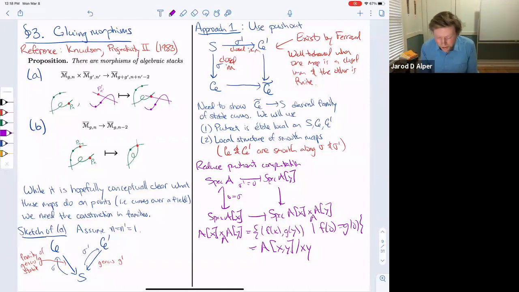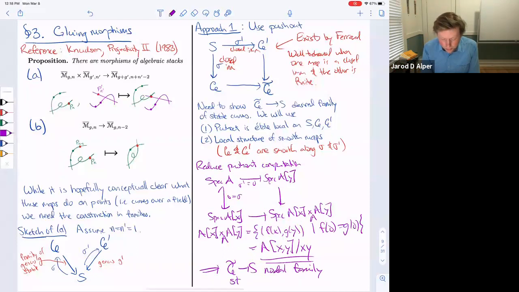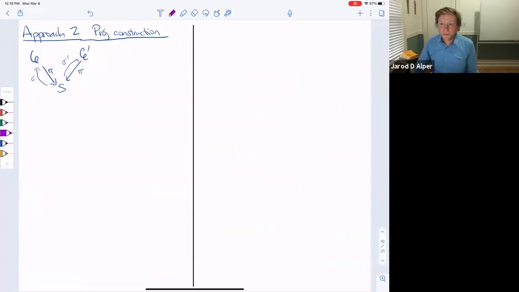And we see that what we get is a nodal family. So this implies that C tilde over S is a nodal family. And then there are some details you need to show, that it's flat and proper, and then you show that stability can be checked on fibers. So there are a number of details to check, but this is one strategy. The second strategy is actually similar, but we're going to use a Proj construction.